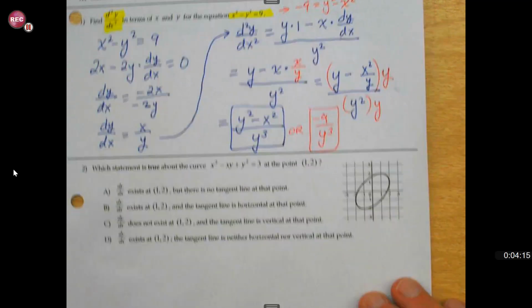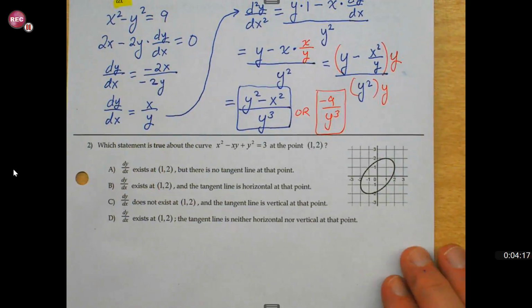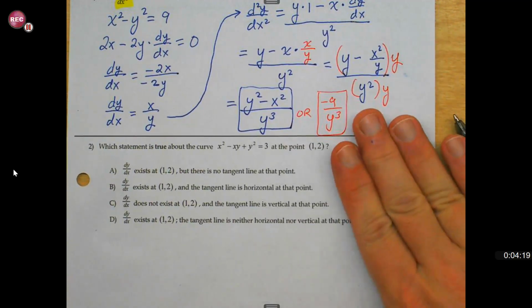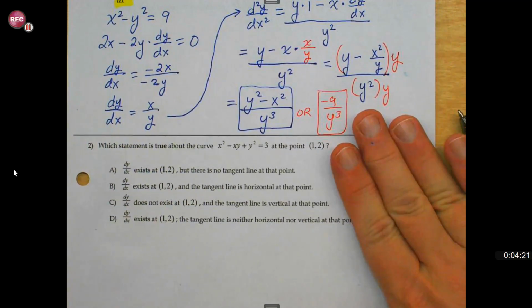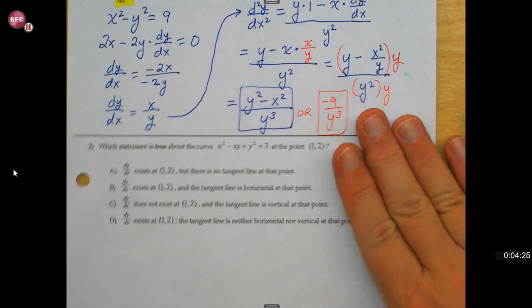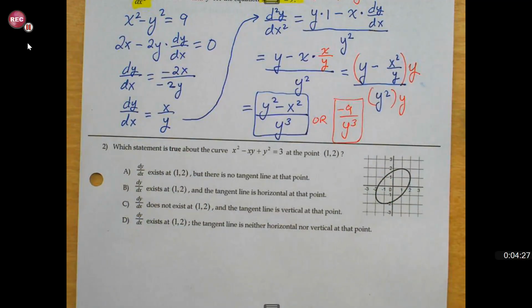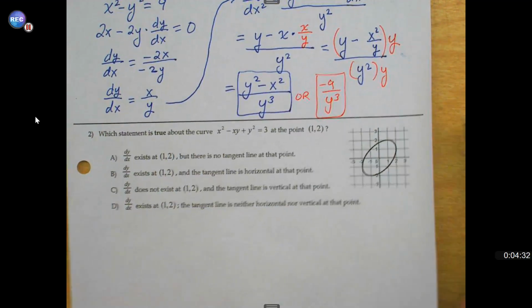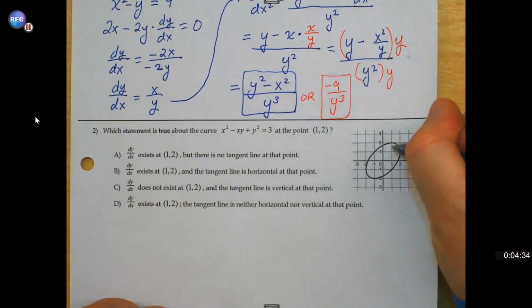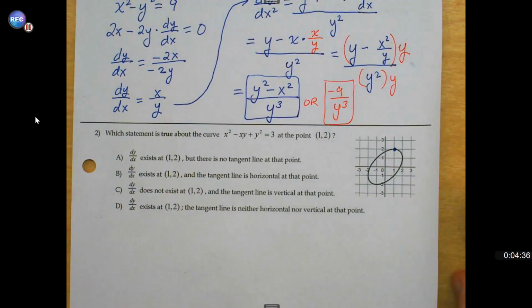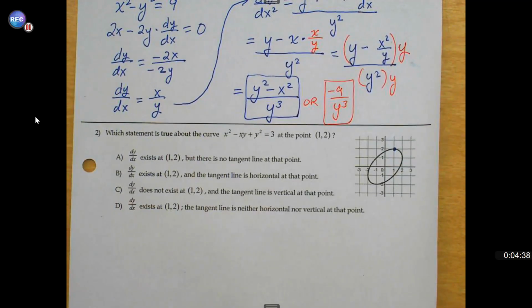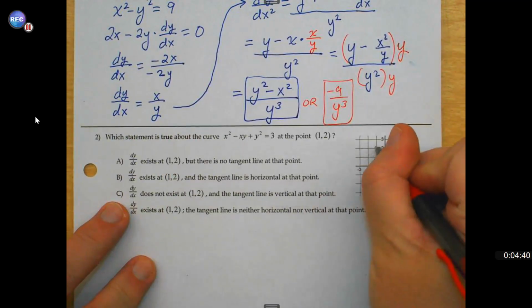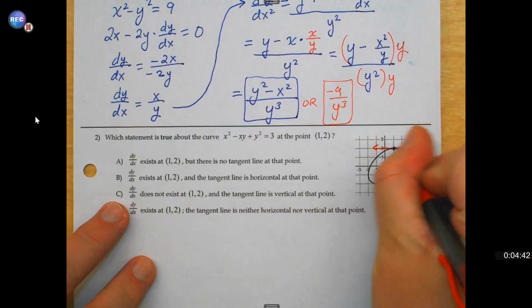This is a multiple choice question. I put the graph there. The graph isn't actually supposed to be there, so this is the type of question you should be able to come up with an answer to without seeing the graph. But since the graph is there, I'm just going to go to the point 1, comma 2, and my eyeballs are making me think that there would be a horizontal tangent line there. So I'm just basing this off of looks.